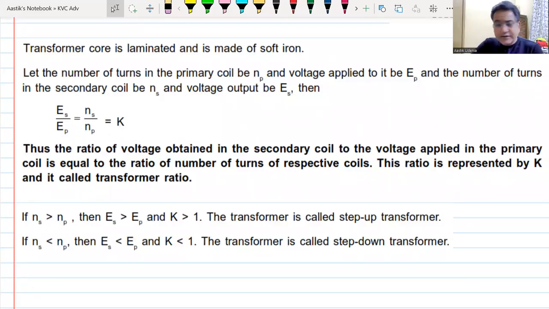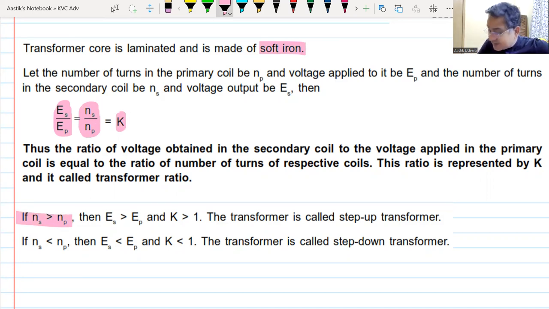Let us move ahead and look at the other things. The only thing you have to remember is primary, secondary. The core is made up of soft iron so that the losses are less. The voltage in the secondary divided by the voltage in the primary is NS by NP.